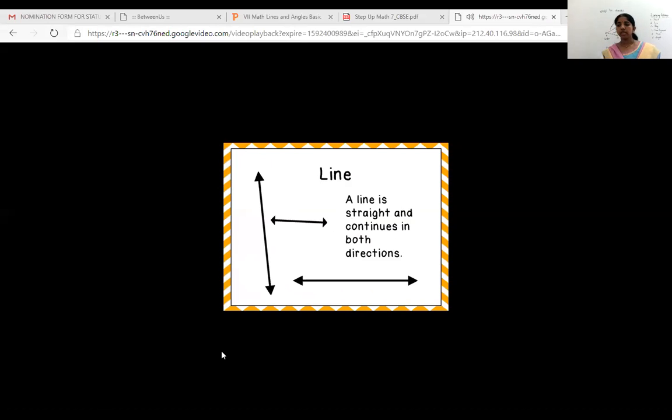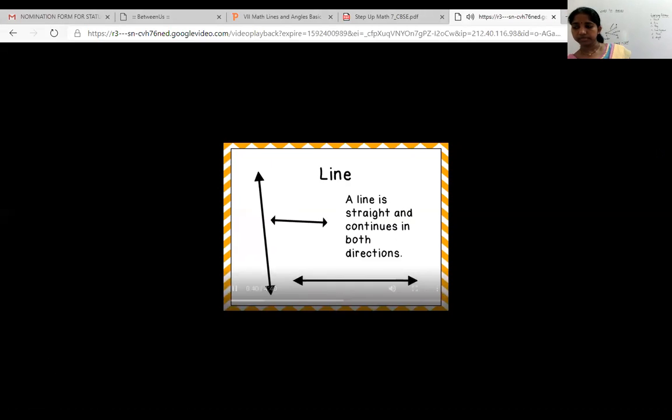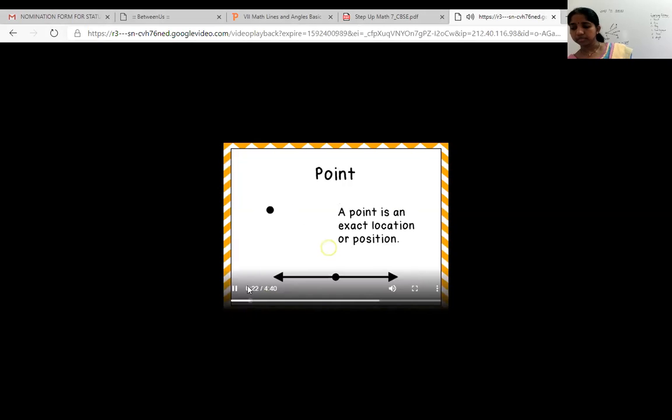The next one we have is a line. And a line is straight and it continues in both directions. Take a look at this one right here. You see the arrow is pointing this way, so that means that the line is going to go on forever in that direction. Down here we have this arrow pointing down. We know that a point is an exact location or a position.